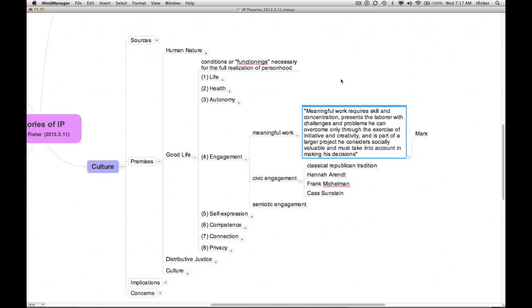he can overcome only through the exercise of initiative and creativity, and is part of a larger project he considers socially valuable and must take into account in making his decisions. Notice that the fact that the job is connected to a socially valuable project is part of this vision, but not the whole of it. Fulfillment comes only through participation in the choices that determine the direction of the venture and whether it succeeds. That's where engagement lies. Notice also the beneficial role played in this vision by risk. Certainty that a venture will succeed enervates engagement.